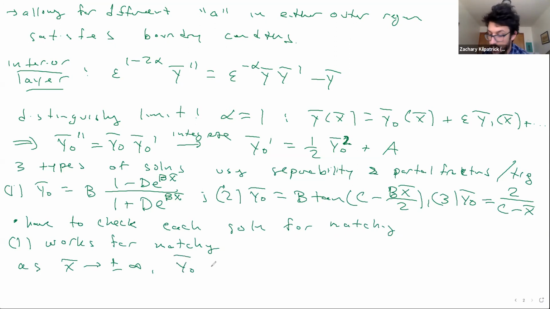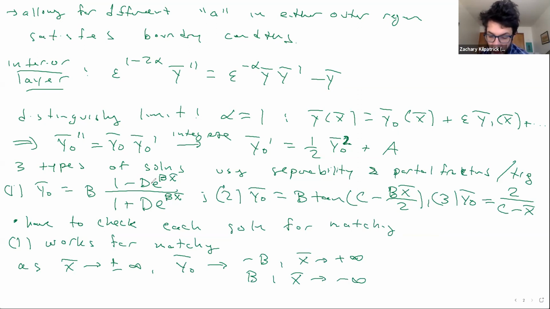So in this case, y0 is going to go to minus b as x bar goes to plus infinity, and b as x bar goes to minus infinity. And now I have the freedom to specify b, okay? I still don't know what d is, but that's okay. I just have this free constant floating around now. And now I can go back to piecing together my inner and my outer solution, okay?